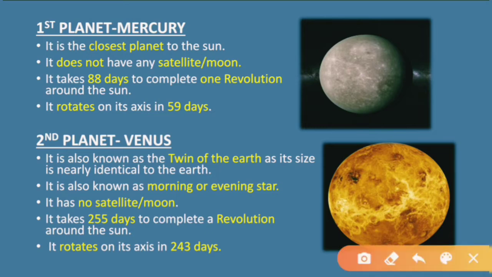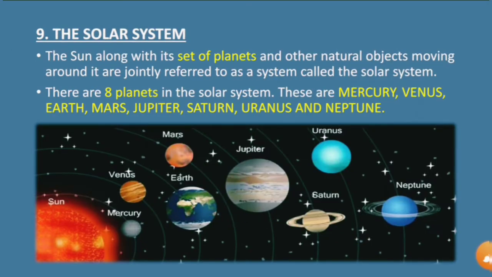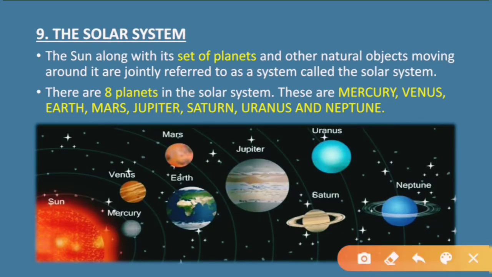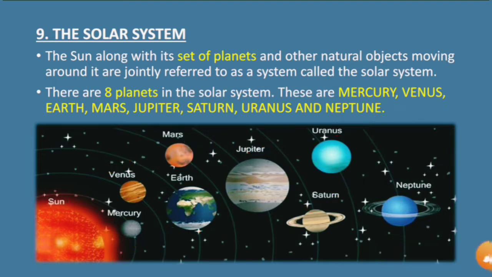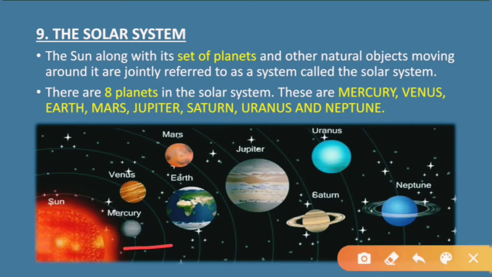See, the first planet is Mercury, as you have seen in this picture. See students, which is the first planet? Mercury. After Mercury, Venus. After Venus comes Earth. After Earth, Mars. Then Jupiter, Saturn, Uranus, and Neptune. So, which is the first planet? Mercury is the first planet.